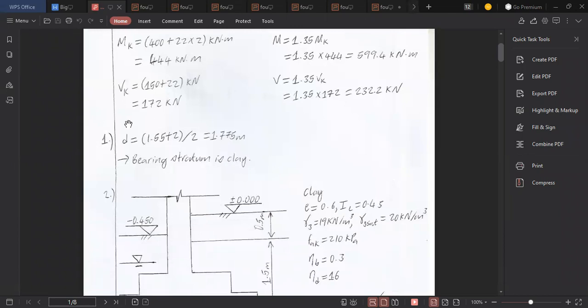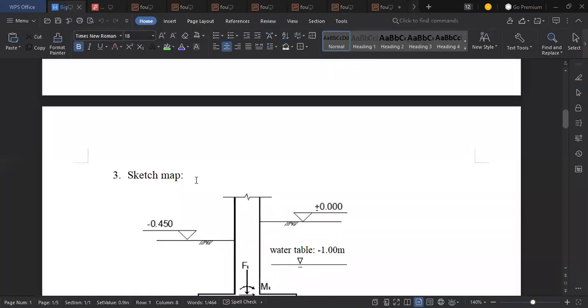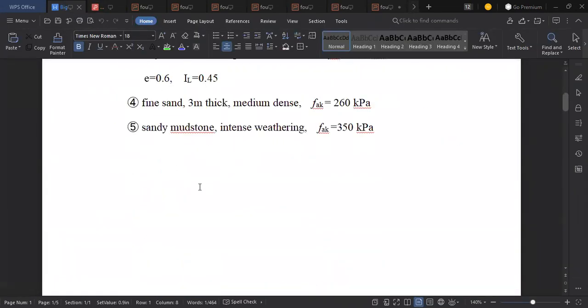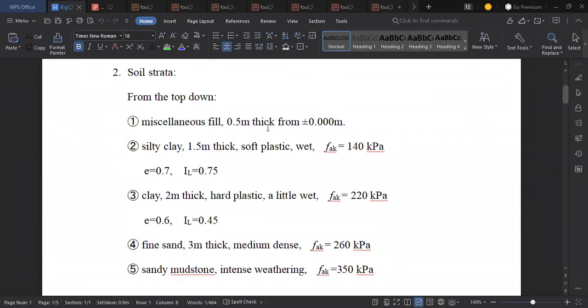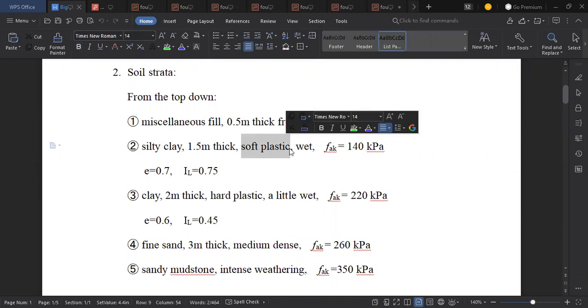In question one, what we're trying to find is the embedded depth and also to choose the bearing stratum. The layers they had and the layers we have are a bit different. For us, layer one was the miscellaneous fill, 0.5 centimeters thick. Then two was silty clay, which is soft plastic. This is the main detail to look at.